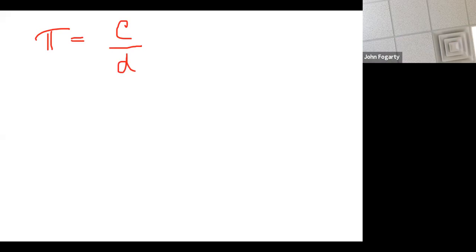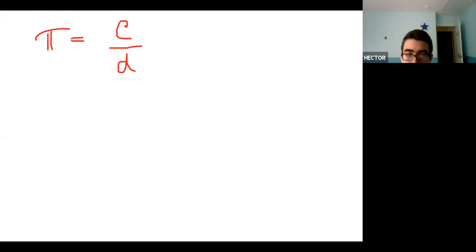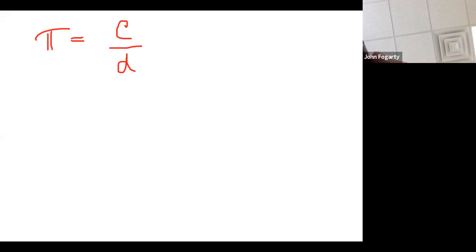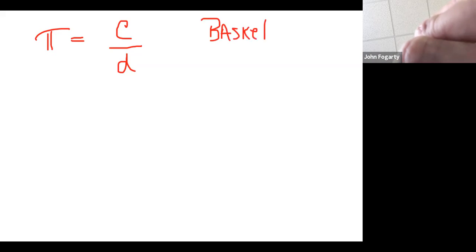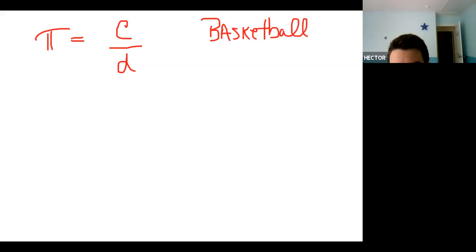What's that? Circumference over diameter. Yeah, any circle in the world, if you took its circumference and divided it by the diameter, you would get pi. So, if you look at the middle of a basketball court, what's in the middle of a basketball court? Circle. Yep.